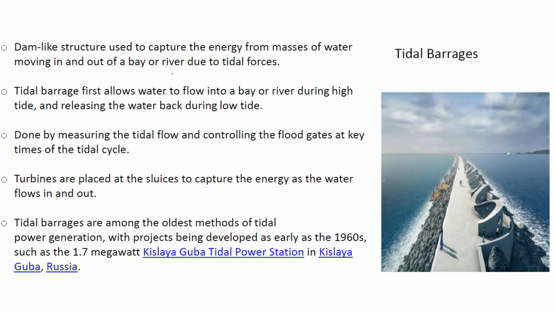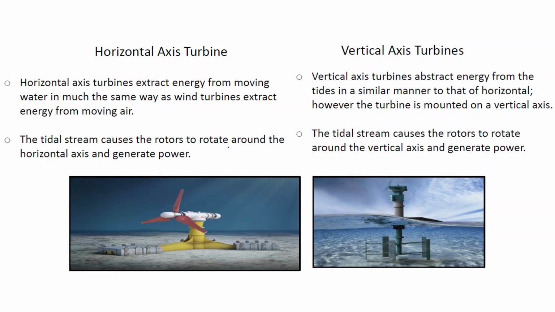Another thing is tidal barrages. They are basically dam-like structures, as we can see, used to capture the energy from masses of water moving in and out of a bay or river due to tidal forces. A tidal barrage first allows water to flow into the bay or river during high tides and releases the water back during low tides. This is done by measuring the tidal flow and controlling the floodgates at key times of the tidal cycle. Turbines are placed at the sluices to capture the energy as the water flows in and out.